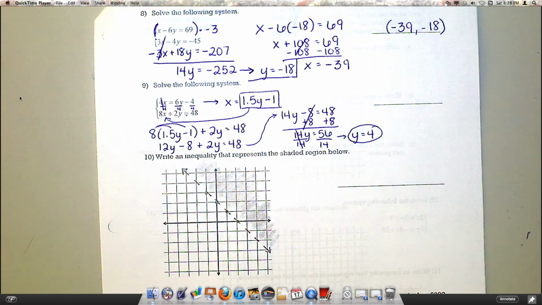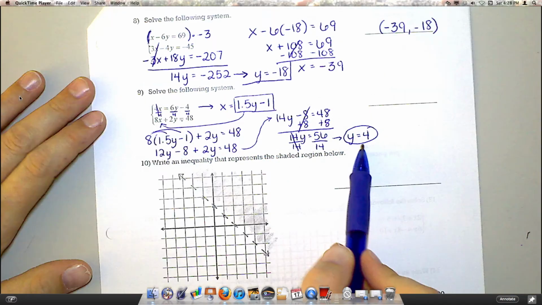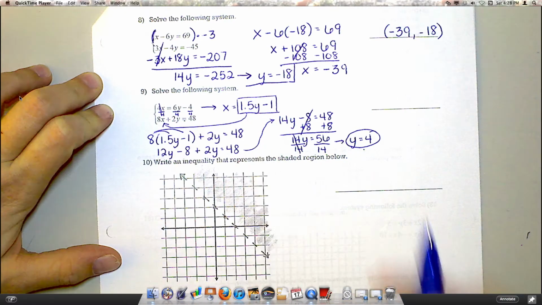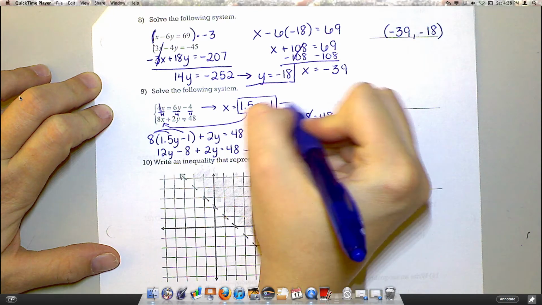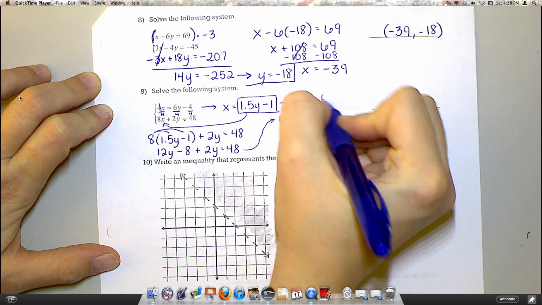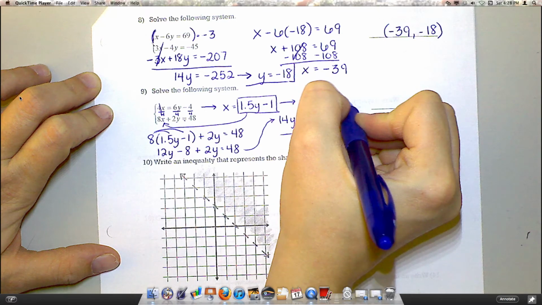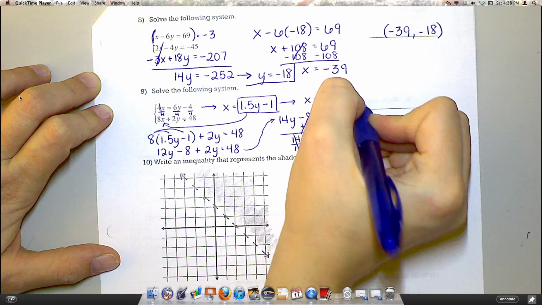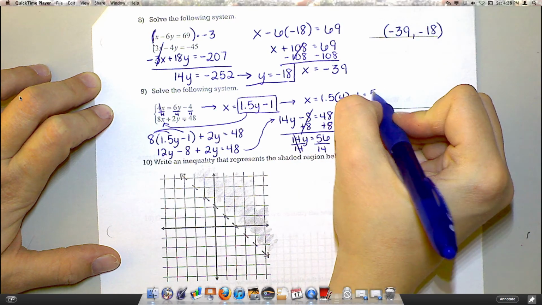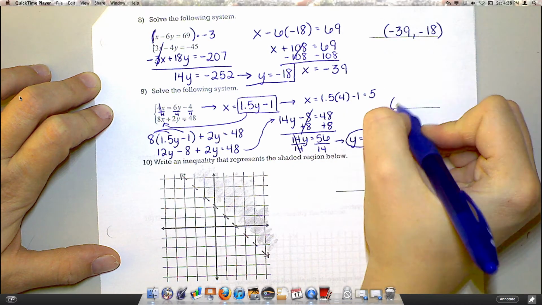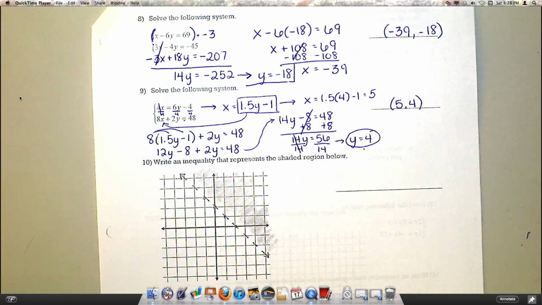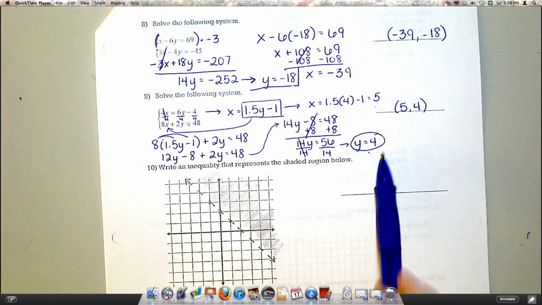Now to go back and find x, I'm going to plug that right back in here where I have what x equals. X equals 1.5y minus 1. So that would be x equals 1.5 times 4 minus 1. 1.5 times 4 is 6, so 6 minus 1 is 5. That means my coordinate is 5, 4. X equals 5, y equals 4.